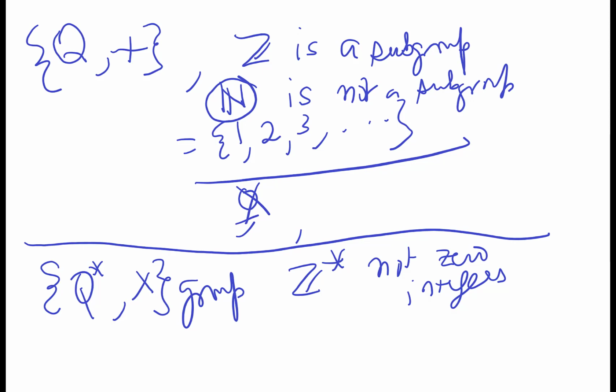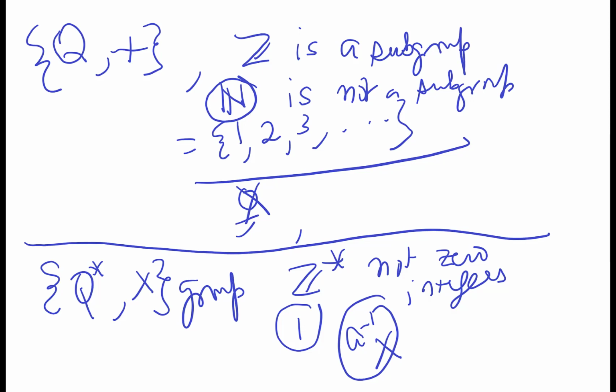Two non-zero integers will multiply to a non-zero integer. It has the multiplicative identity. Remember, 1 is the identity for multiplication, but it fails to have what? The inverse property, right? Other than the numbers 1 and -1, nobody else has the inverse for multiplication in Z star. So that failed to become a group.